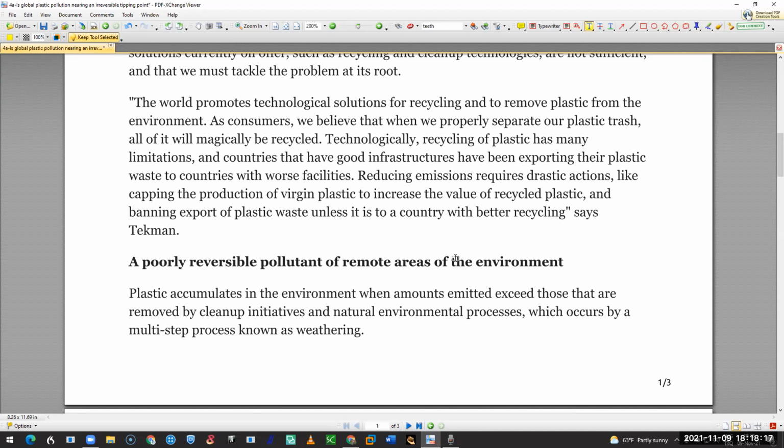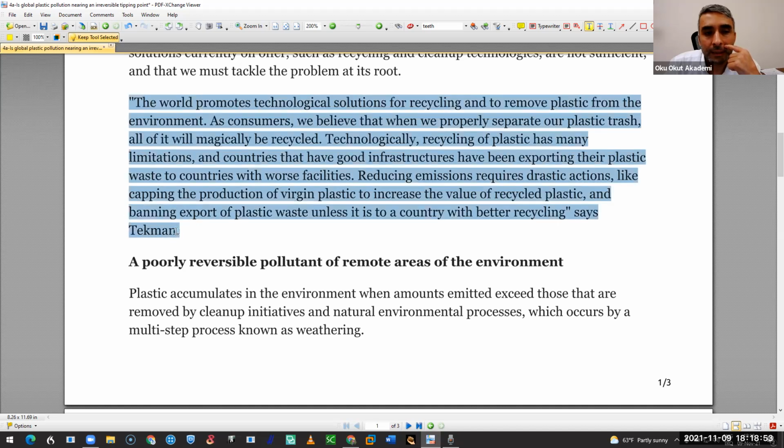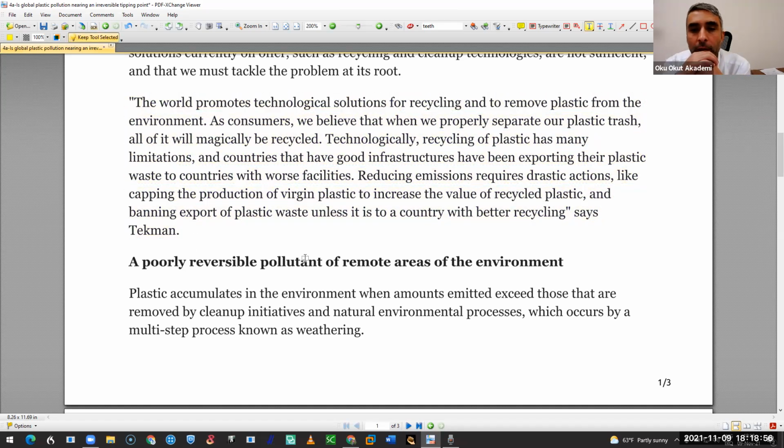Actually, this passage says that technology is not sufficient to solve this plastic pollution problem. Yes, that's right. So technology is not enough. It's insufficient to solve this problem. Yes, not enough. How about other dimensions of this problem? It's actually explained in this particular paragraph here. Now, maybe you could tell me about that if you have read it. Anyone who could tell me just in their own words?